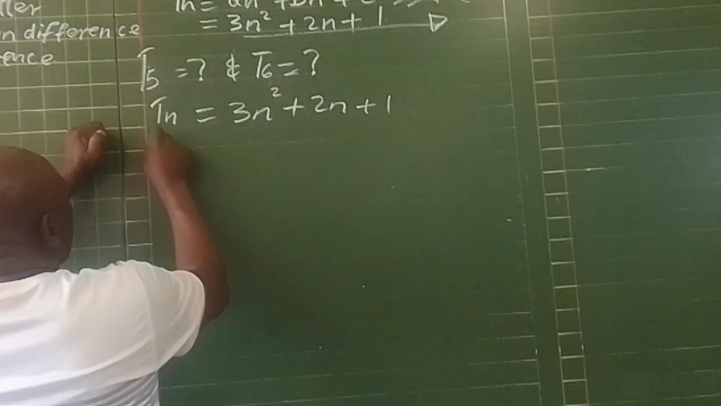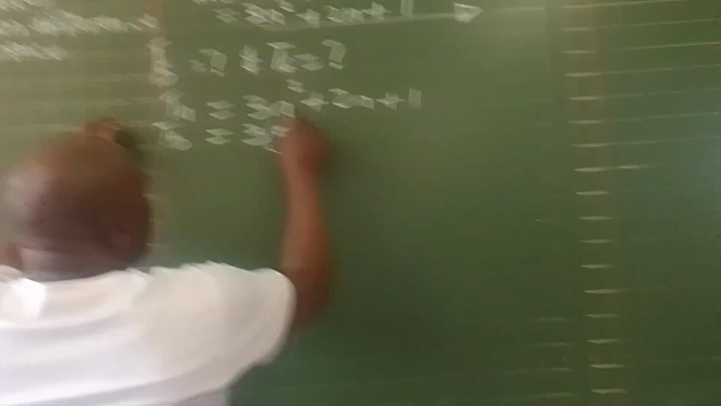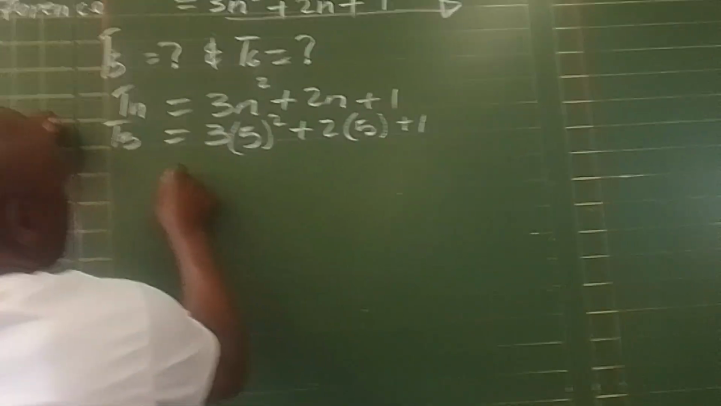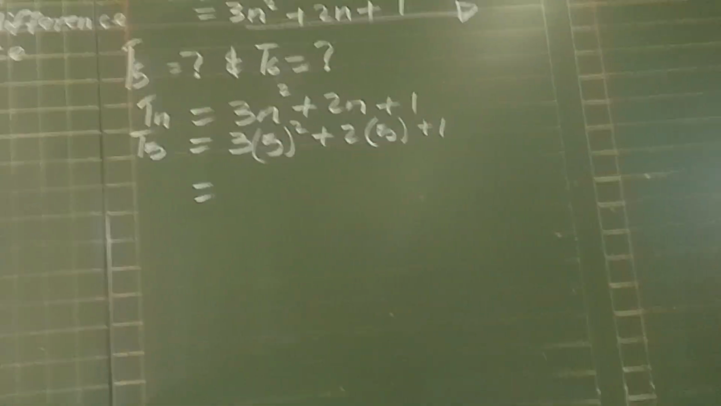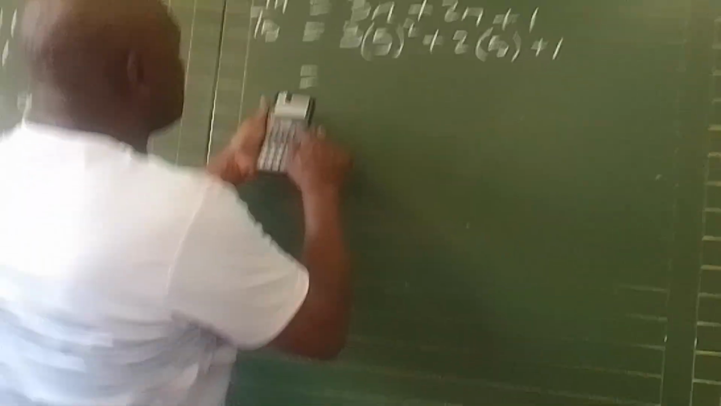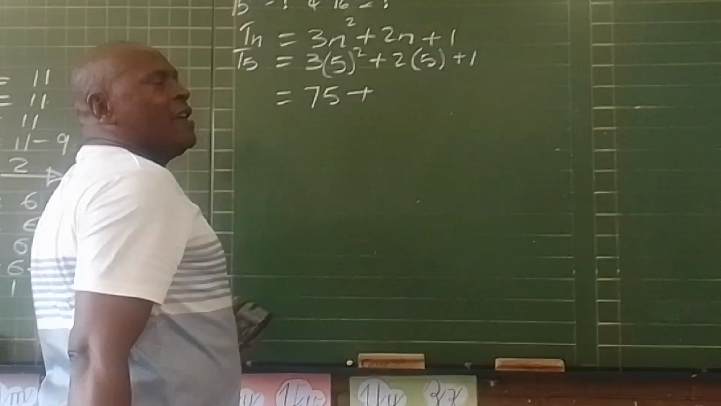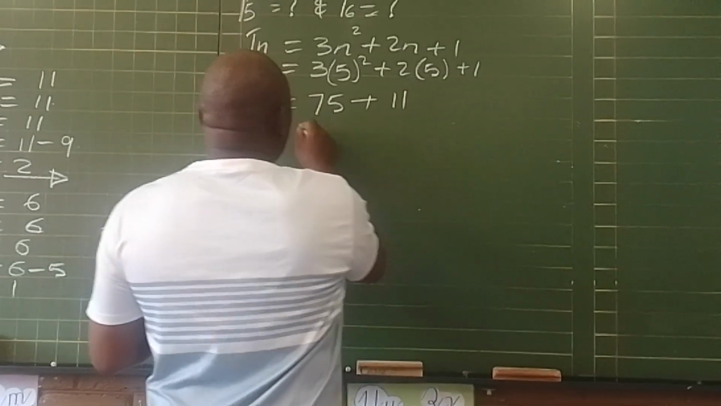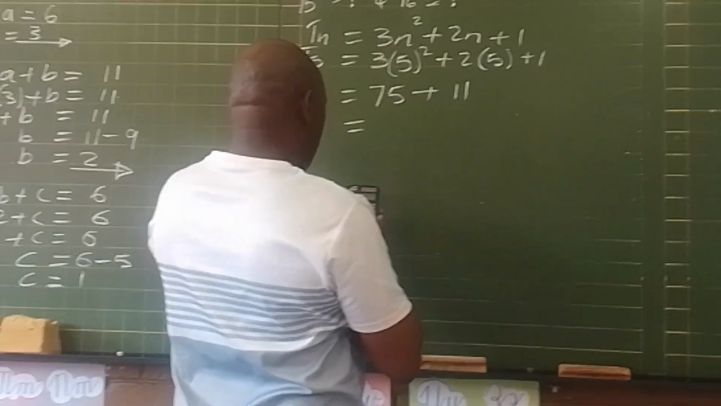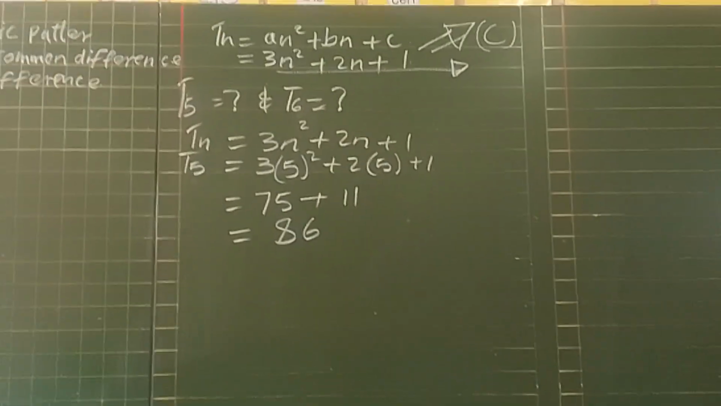Now we want term 5. Instead of n, we put 5. When you see n, we put 5. What is 5 squared? Let me grab the calculator. 5 squared is 25. 25 times 3 is 75. That one is simple. Plus 2 times 5 is 10, plus 1, 11. So 75 plus 11 is going to be 86. Yes, term number 5 will be 86.